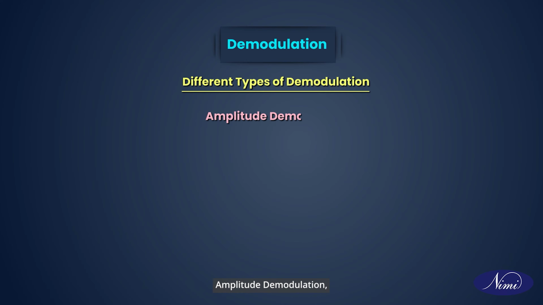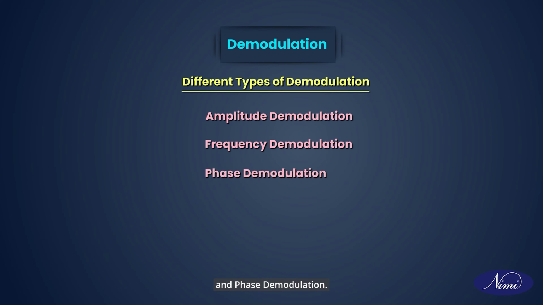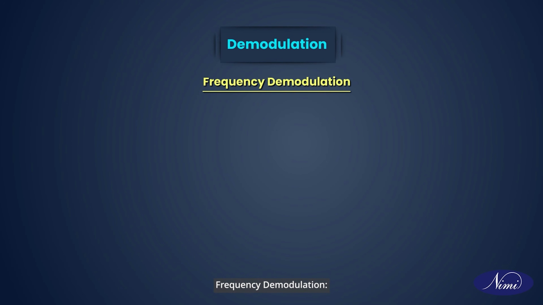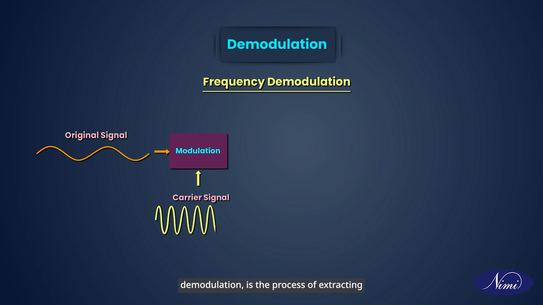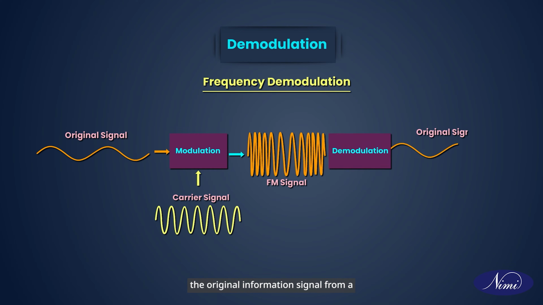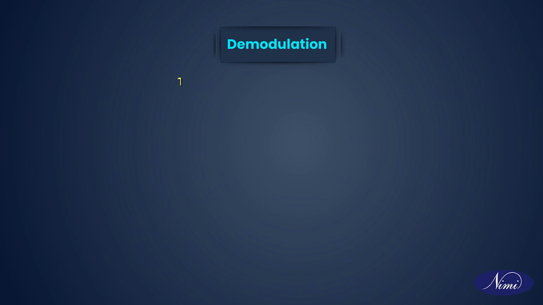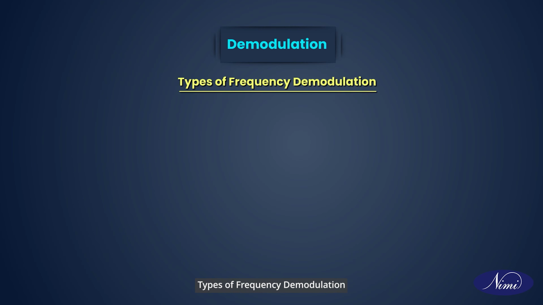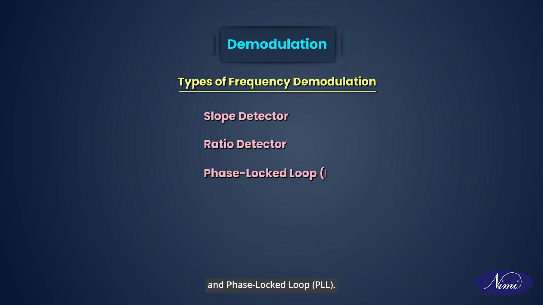Different types of demodulation. They are amplitude demodulation, frequency demodulation, and phase demodulation. Frequency demodulation. Frequency demodulation, also known as FM demodulation, is the process of extracting the original information signal from a carrier wave that has been modulated in frequency. Types of frequency demodulation. They are slope detector, ratio detector, and phase locked loop or PLL.